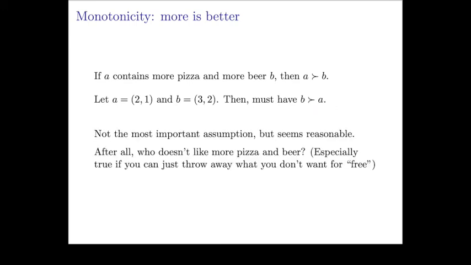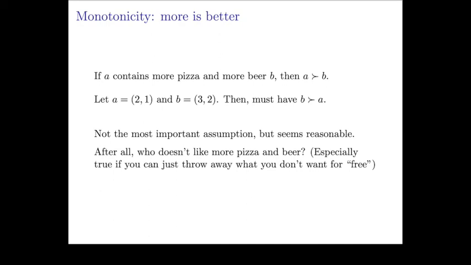Now this is not the most important assumption. A lot of things, this could be weakened substantially and still we get a lot of the results that we'd be able to get with this assumption, but it's very convenient for us to make this assumption, so we're going to stick to this assumption throughout this course. And it's a fairly reasonable assumption to make. After all, who doesn't like pizza and beer? And that's especially true if you could just throw away anything that's excess. In economics jargon, we call this free disposal. So if you have free disposal of the goods, then there's no reason you wouldn't have monotonic preferences.